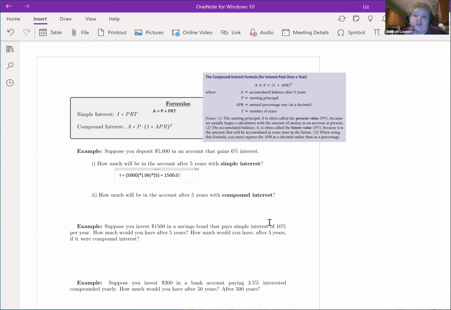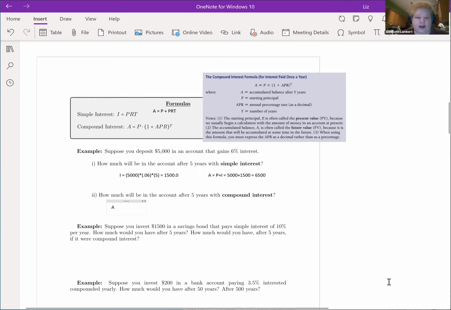So that's $1,500. But the amount in the account after 5 years is going to be the principal plus the interest, which is the 5,000 plus the 1,500 we just calculated. So the account will have 6,500 in it. That's a lot. All right, but let's see how even bigger it gets with compound interest.